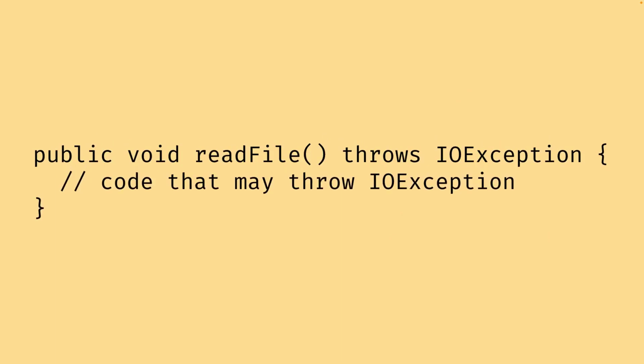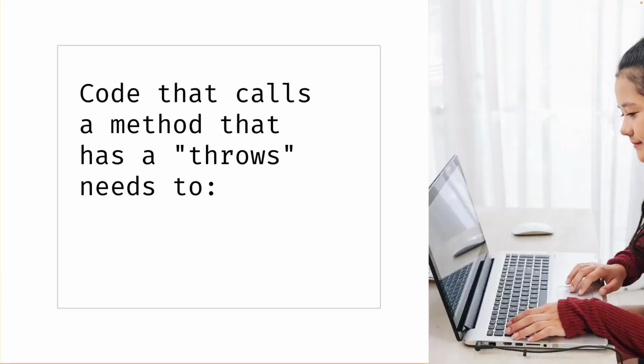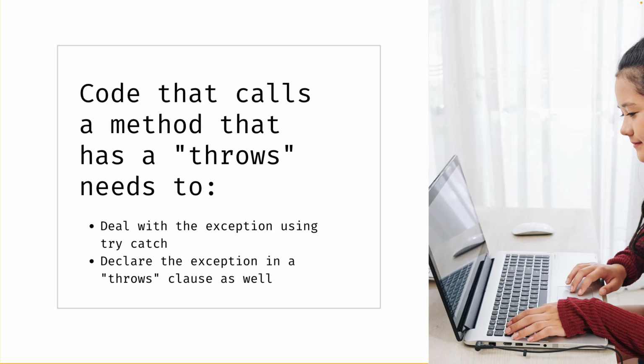Indicating that the method might throw an exception is done with the throws keyword. If a method signature indicates that the method might throw a checked exception, the calling code needs to deal with this. That means that it must either handle the exception within the method using a try-catch block, or also declare the exception in a method signature using a throws clause and leave it to their calling code.